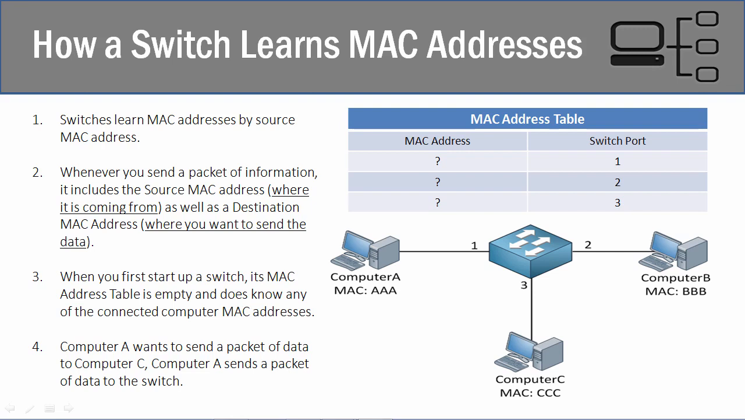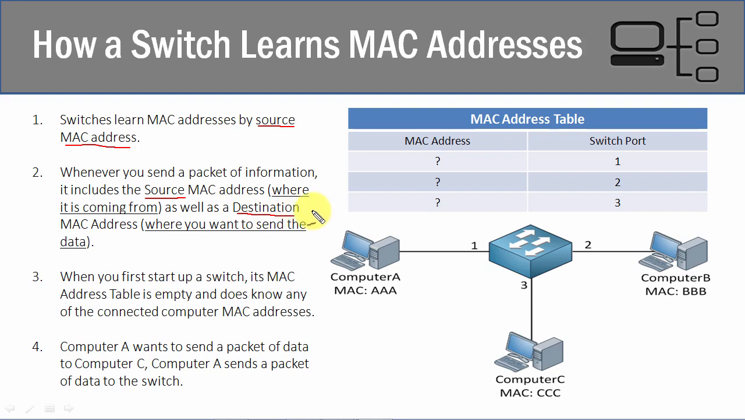The first thing we need to know is that switches learn MAC addresses by a source MAC address. And this will make more sense as we go through this. Another thing that you need to know is that whenever you send a packet of information out on a network, it's going to include two key things. It's going to include a source MAC address, and it's going to include a destination MAC address.